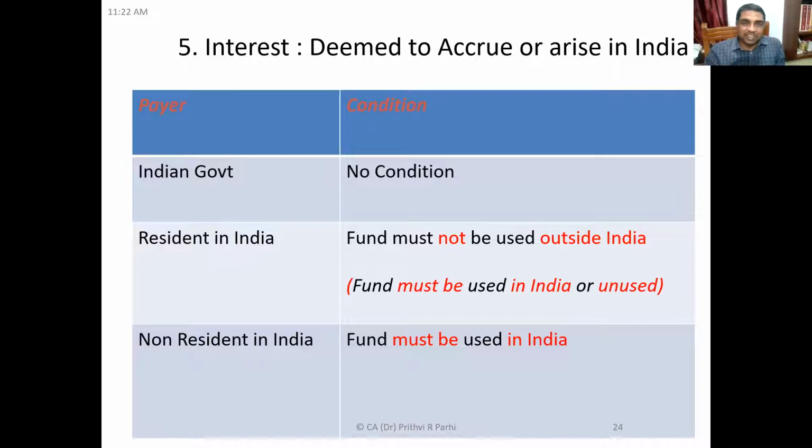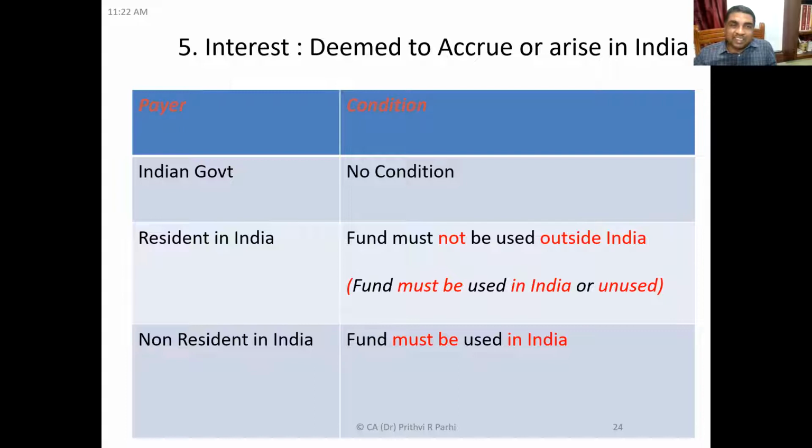Coming to the next concept, interest income. Here you see, look at this table. You'll be seeing a few other similar tables also. Here we are talking about interest income, and we are talking about interest which will be deemed to accrue or arise in India. Friends, you have to see who is the payer. If the payer is the Indian government, then there is no condition. That means it will always be deemed to accrue or arise in India. Is it clear? Yes, sir. Payer is the Indian government, you have to say it is deemed to accrue or arise.